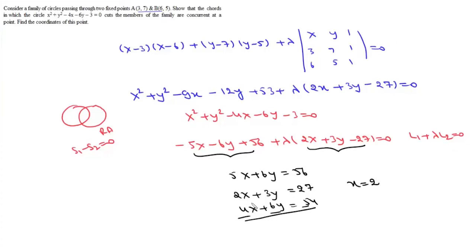and if we put x as 2, this is 4, 27 minus 4 is 23, so y is 23 by 3. So this fixed point is 2 comma 23 by 3, and that is the answer to this question.